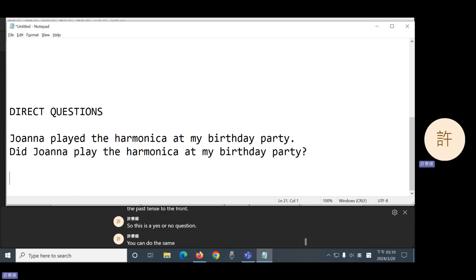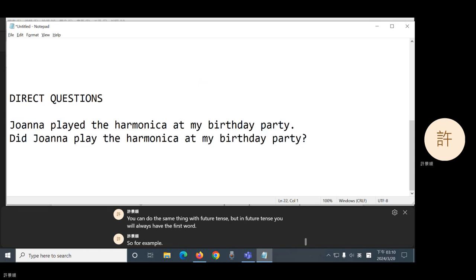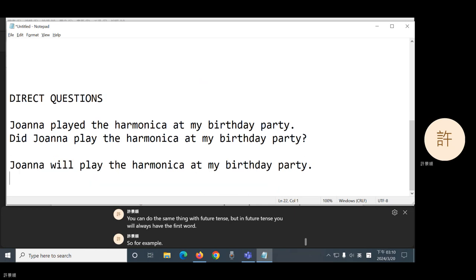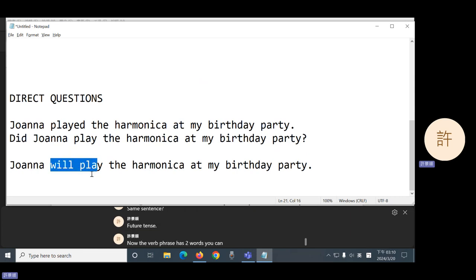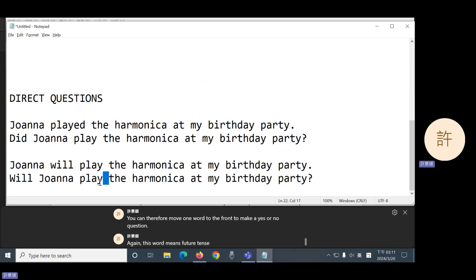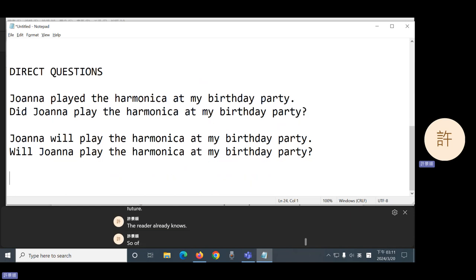You can do the same thing with future tense, but in future tense, you will always have the first word. So for example, same sentence, future tense. Now the verb phrase has two words. You can therefore move one word to the front to make a yes or no question. Again, this word means future tense, so you don't need to use this word. You don't need to change this word to tell the reader it happens in the future. The reader already knows. So of course, the same for the present tense, right?